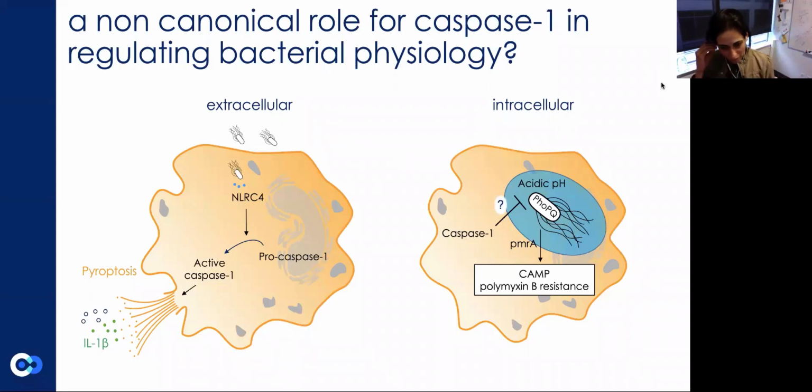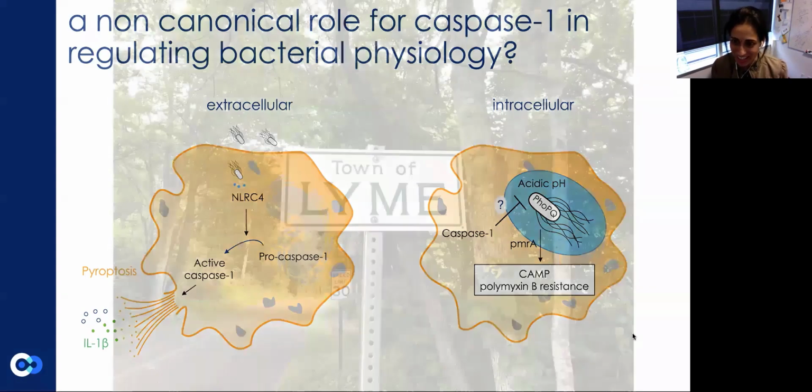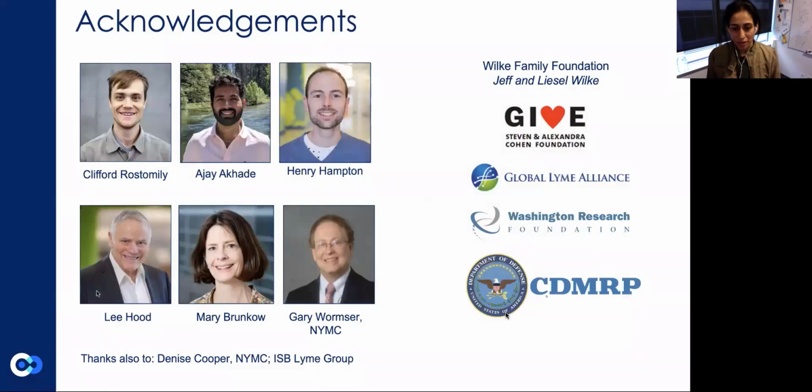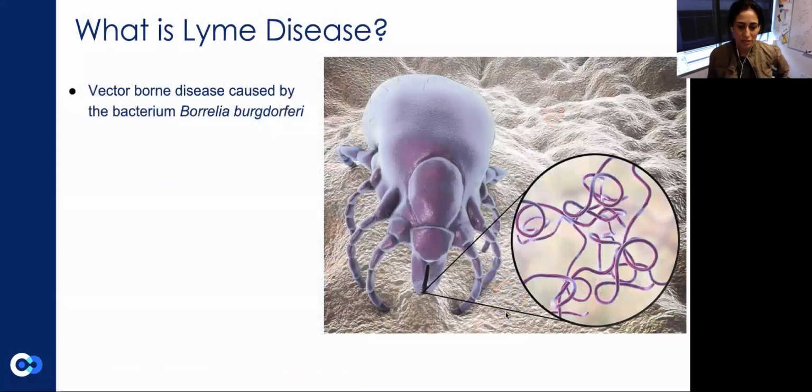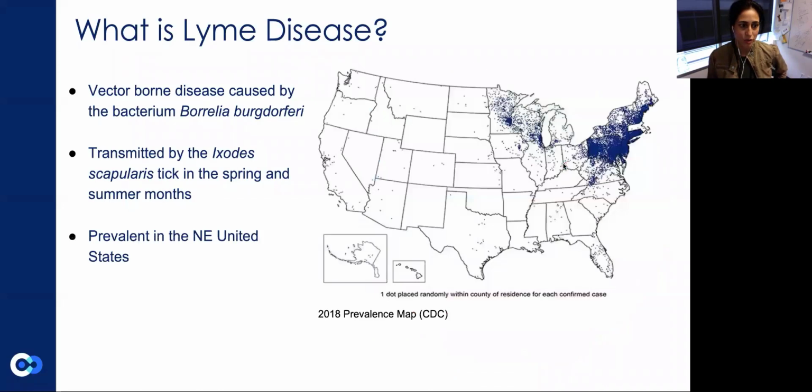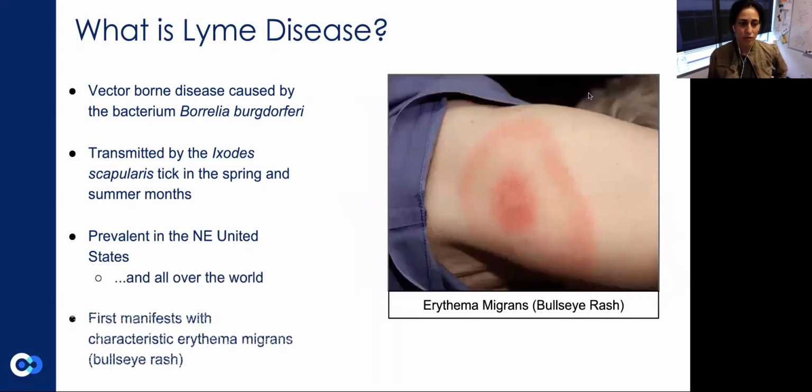And so I wanted to talk to you a little bit about some of the work that we're doing on Lyme disease. I'm going to skip over a bunch of slides and cut to the chase. So basically, what is Lyme disease? It's a vector-borne illness caused by Borrelia burgdorferi. It's transmitted by tick bite, and the risk of infection to humans is highest during the summer months. It's mostly prevalent in the northeastern United States, but it's also prevalent all over the world.